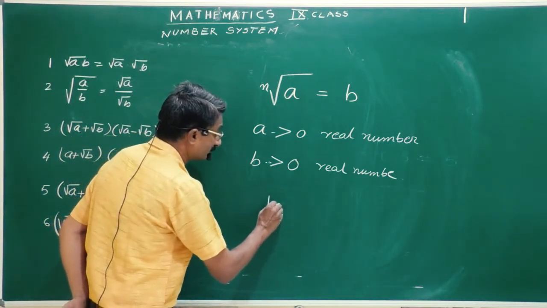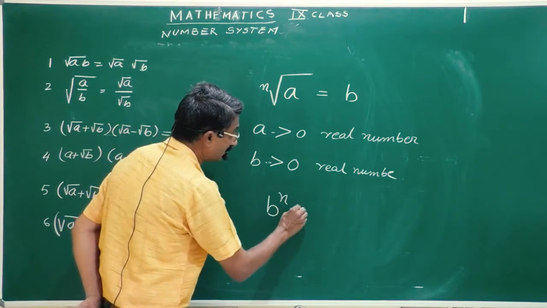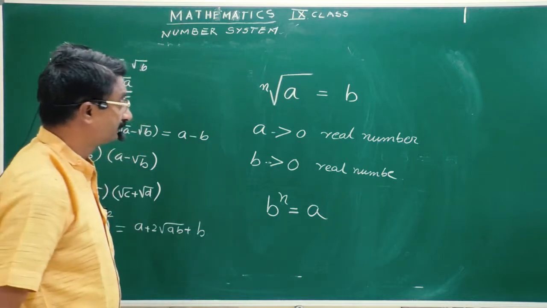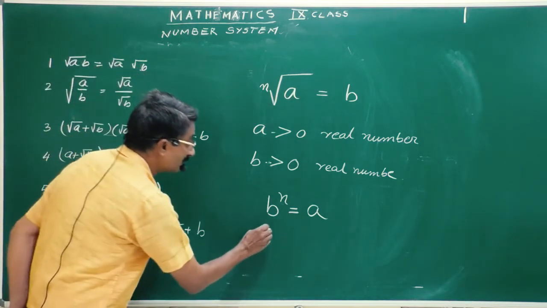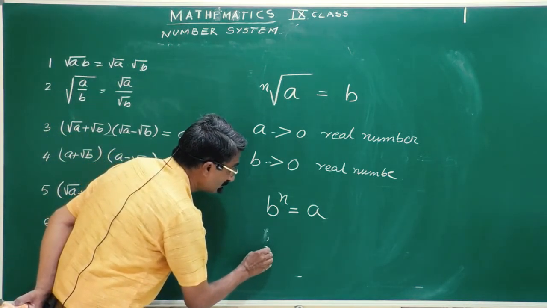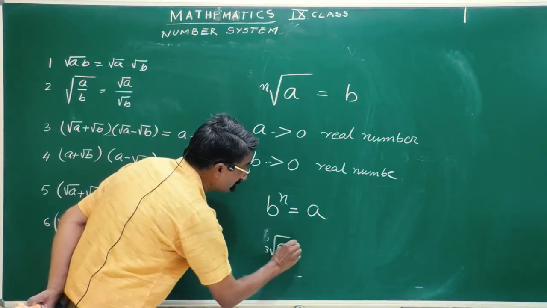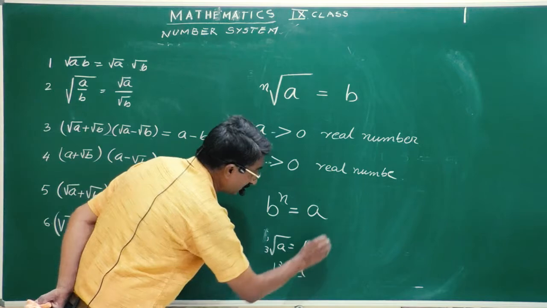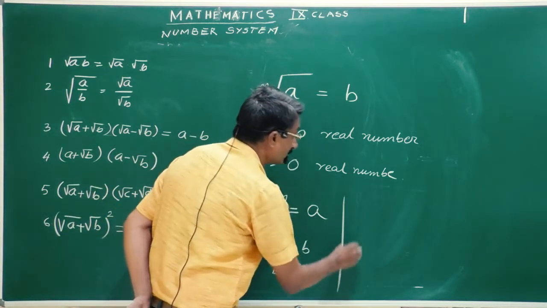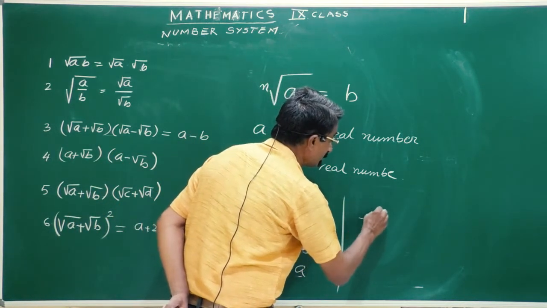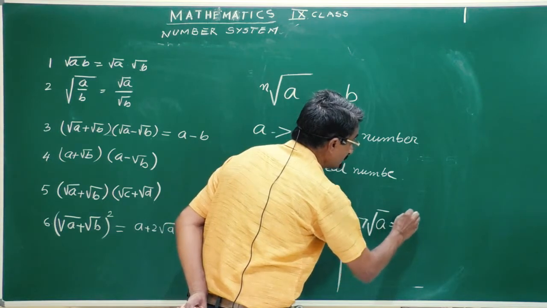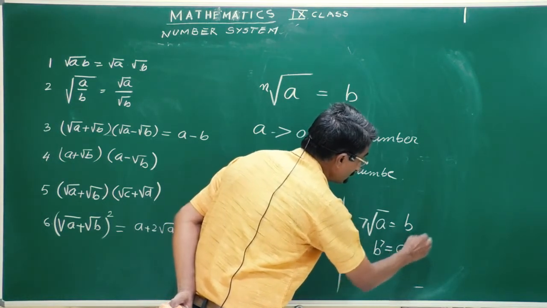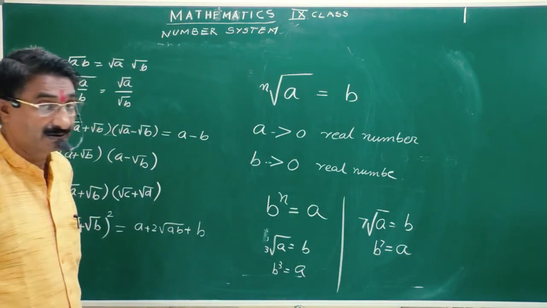So B raised to the power n is equal to A. Means if it is the cube root of A is equal to B, that means B cube is equal to A. If it is written seventh root of A is equal to B, means B raised to the power 7 is equal to A. Clear?